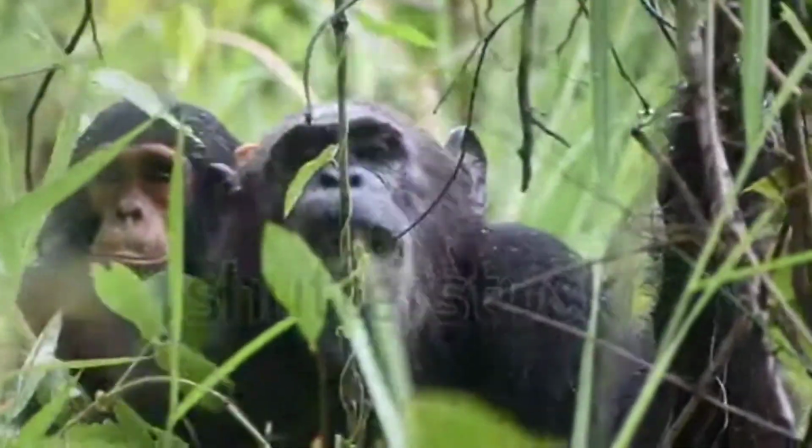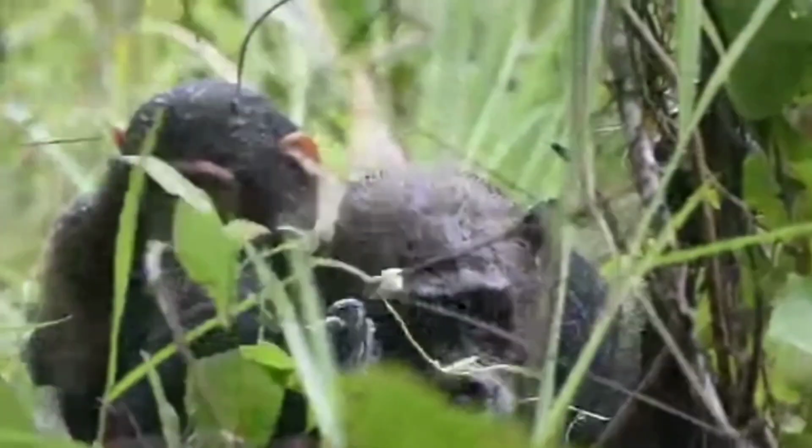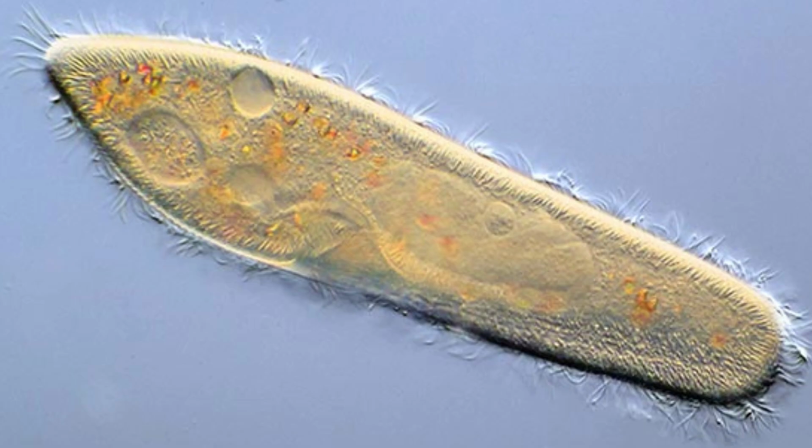The domain the chimp is in is Eukarya. This domain is comprised of eukaryotes, organisms whose cells have a membrane-bound nucleus. All animals, plants, fungi, and many unicellular organisms are eukaryotes.